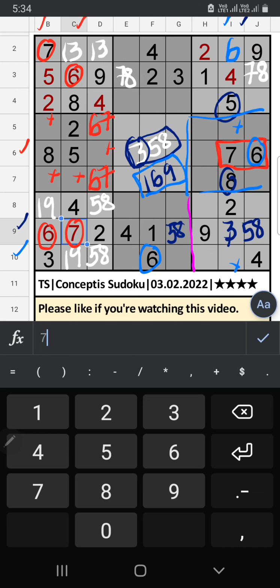9th grade, we have 9. So 9 can't come in this cell. Then 9 is confirmed here. Then 1 is here. 10th row, we have 1. So 1 can't come in this cell. Then 1 is confirmed here, then 9 is here.